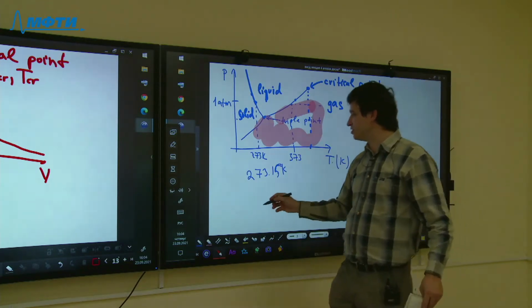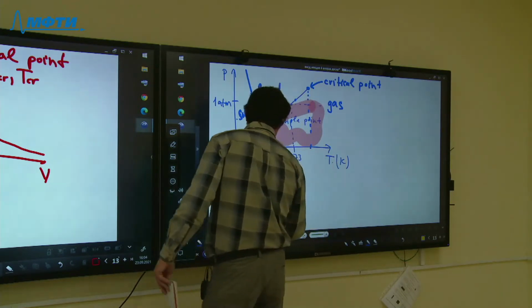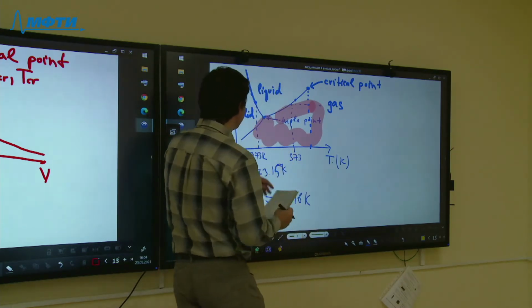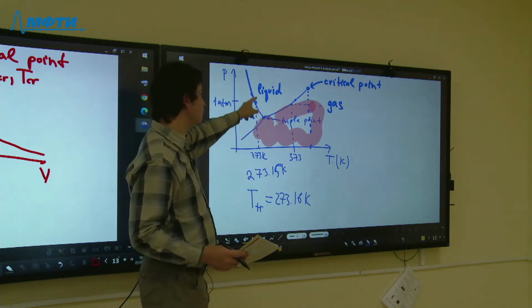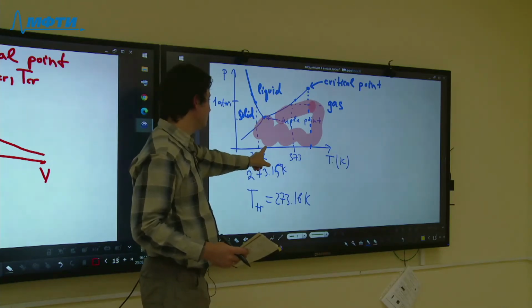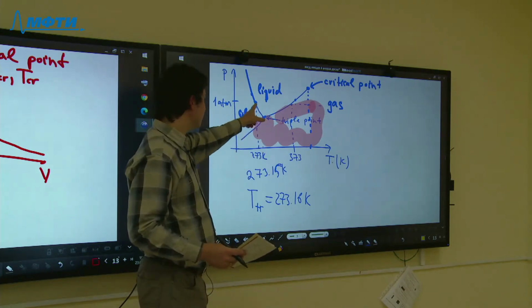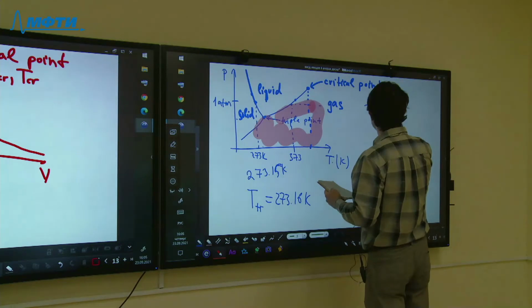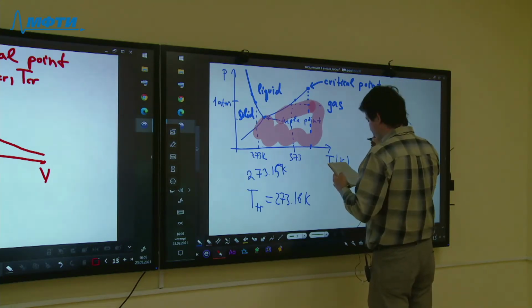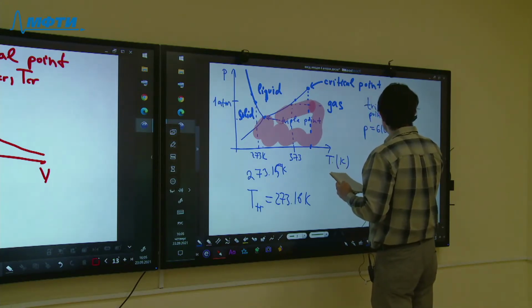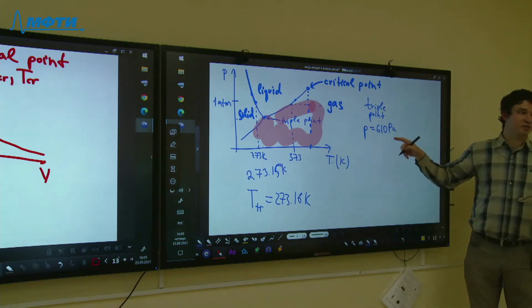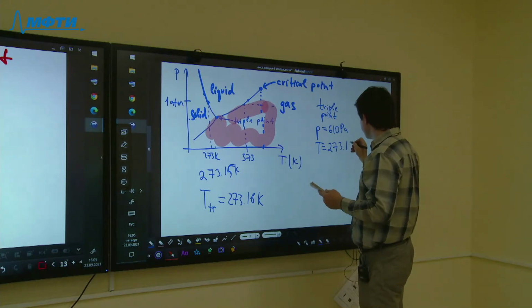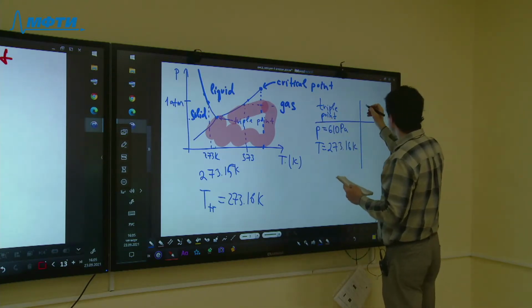So usually the Kelvin temperature scale is determined by the condition that the temperature at the triple point is 273.16 Kelvin. I have over-exaggerated the curve here. This curve is almost vertical here, and the triple point is only 1/100th Kelvin to the right from this point. And also, here go some important quantities. For the triple point, the pressure is 610 pascals, which is a very small fraction of the atmospheric pressure. And temperature is 273.16 Kelvin.